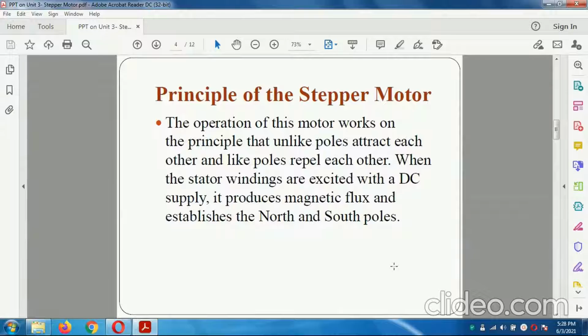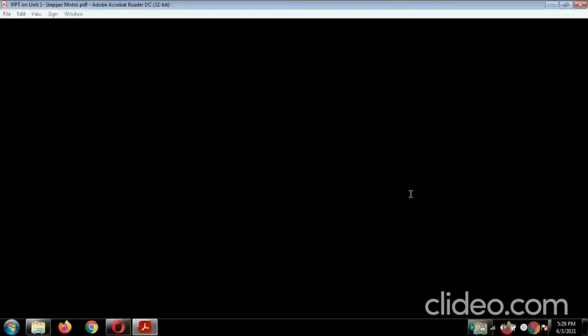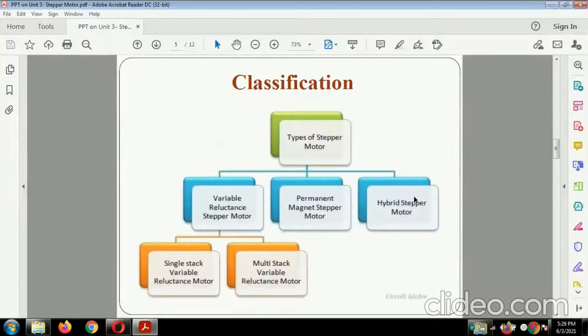The principle of the stepper motor. The operation of this motor works on the principle that unlike poles attract each other and like poles repel each other. When the stator windings are excited with the DC supply, it produces a magnetic flux and establishes north and south poles.